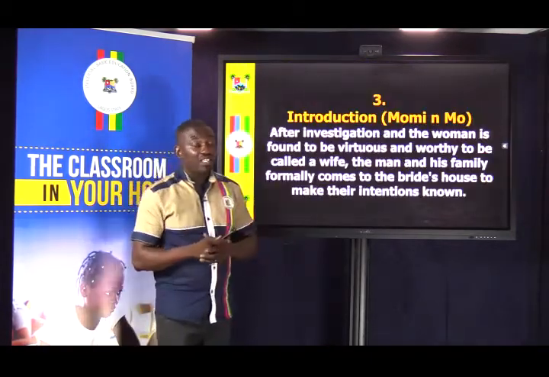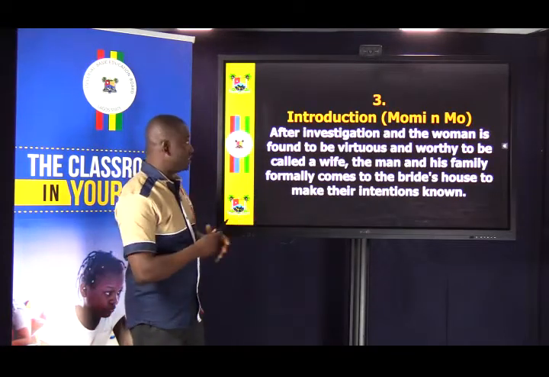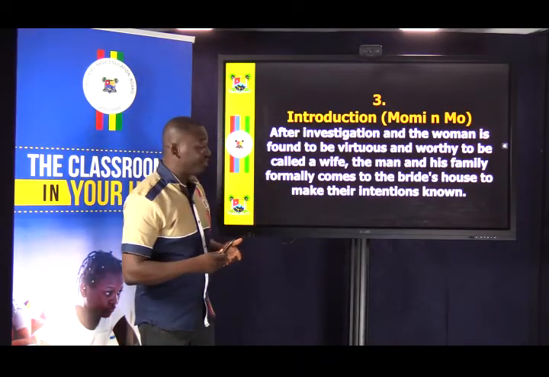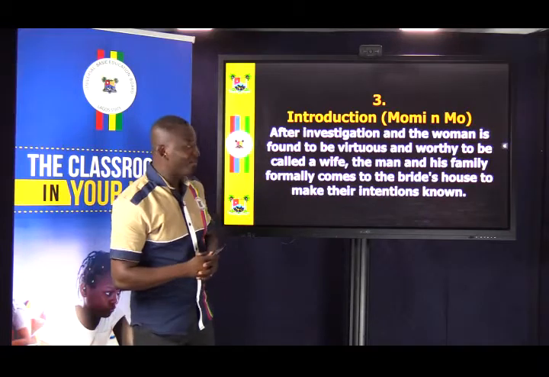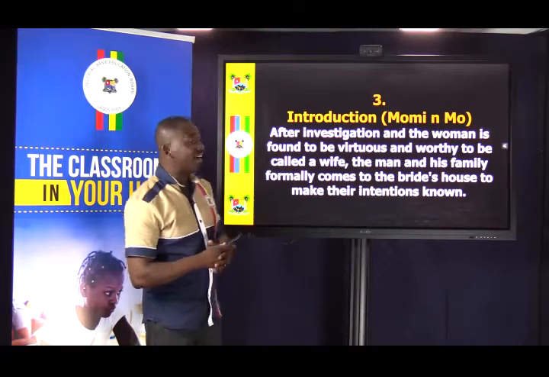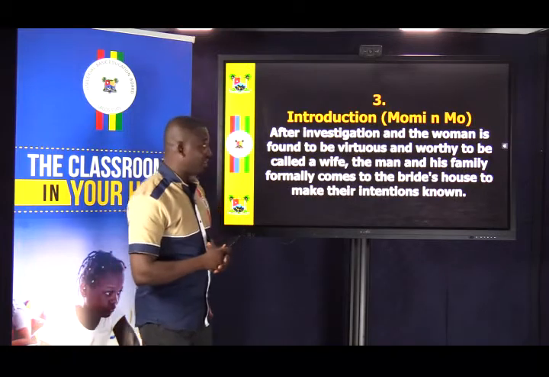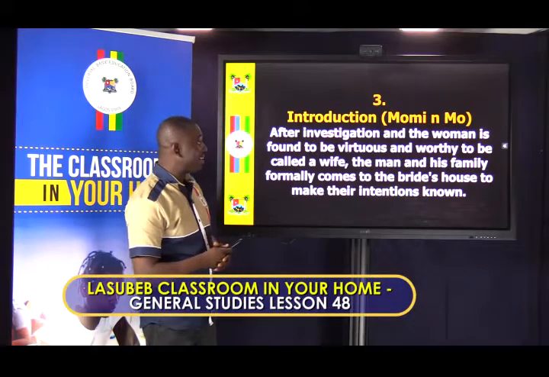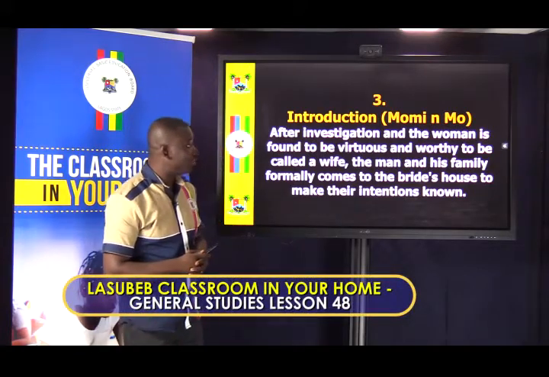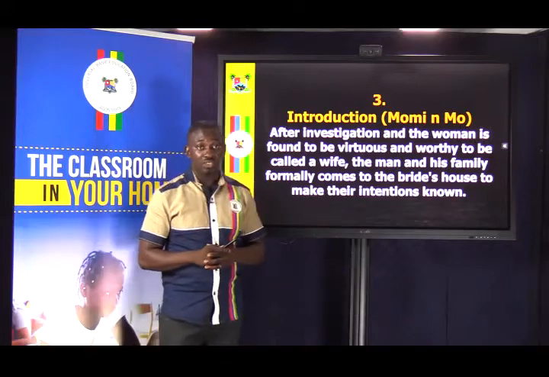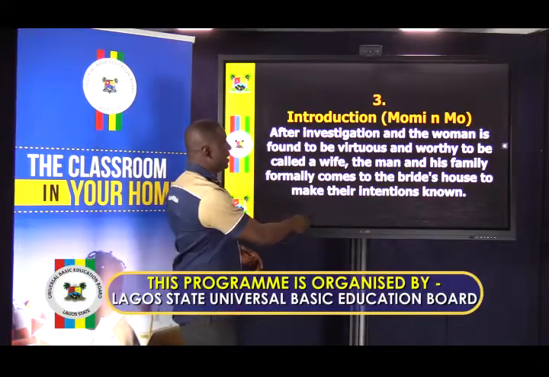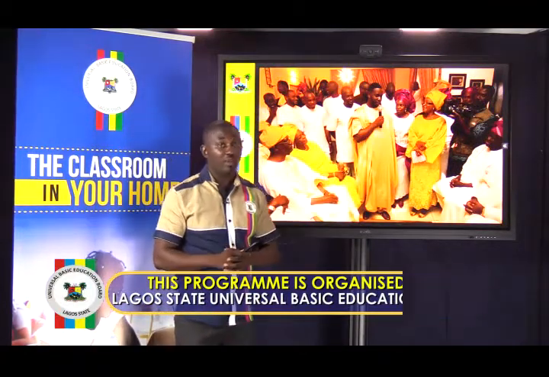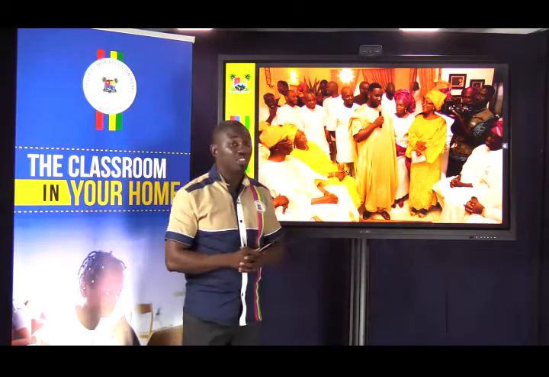Now, after the investigation of the alarino, we now move to the third stage, which is the introduction. The Yoruba call it Momi Mo. I want you to repeat that after me. Momi Mo. Momi Mo. Okay. So after the alarino has completed the investigation and the woman is found to be virtuous and worthy to be called a wife, the man and his family formally come to the bride's house to make their intentions known. Okay, the man and his family, as you can see on the screen, they come to the bride's family to introduce themselves formally.